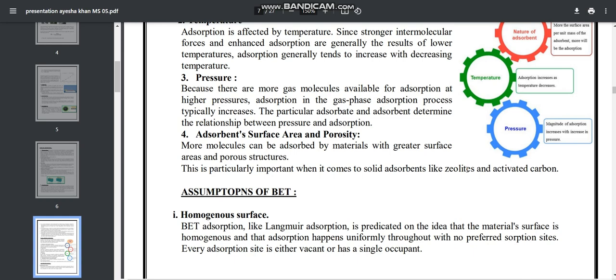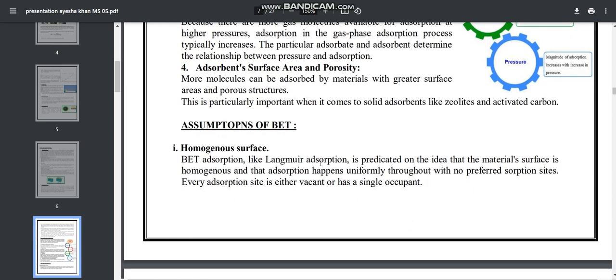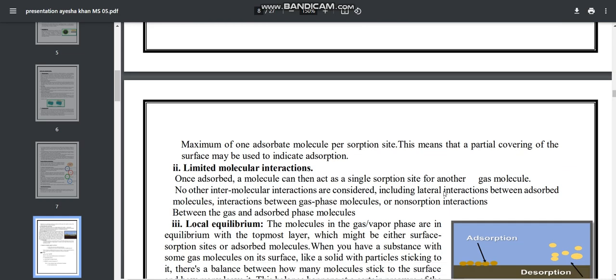Next, we have the assumptions of BET. The first one is homogeneous surface. BET, like Langmuir adsorption, is predicated on the idea that the material surface is homogeneous and the adsorption happens uniformly throughout without any preferred adsorption sites. Each adsorption site is either vacant or has a single occupant.